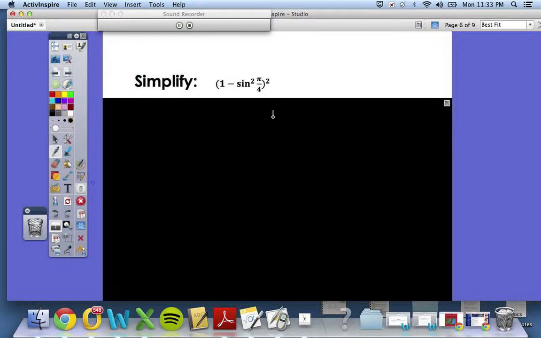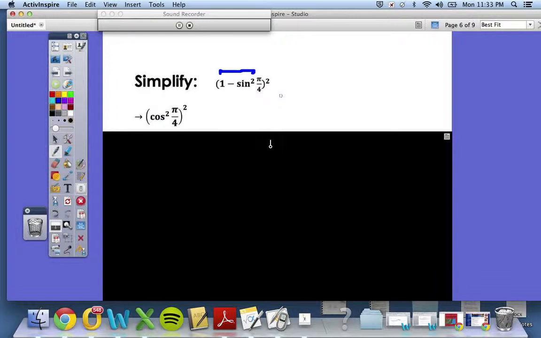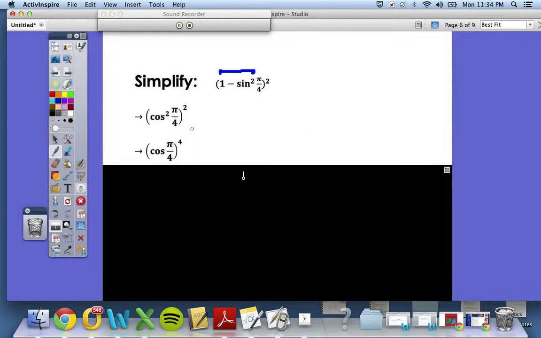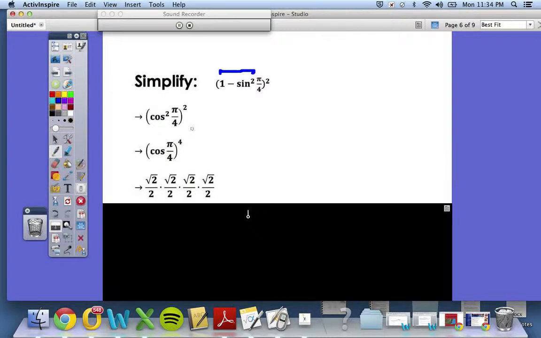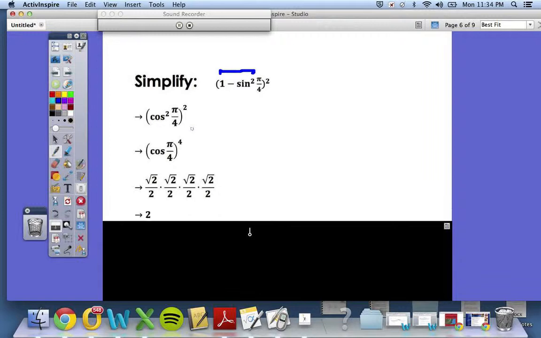We're going to simplify 1 minus sine squared of pi over 4, all squared. So first thing is we'll notice that 1 minus sine squared of an angle is equal to cosine squared of the angle, for the same reason that sine squared plus cosine squared of any angle is equal to 1. So I'll substitute cosine squared of pi over 4. That leaves me with cosine squared of pi over 4, squared. Well, cosine squared squared is cosine to the 4th power. So I have cosine of pi over 4 all raised to the 4th power. Since we know that cosine of pi over 4 is root 2 over 2, this is nothing more than 4 copies of root 2 over 2 multiplied together, which makes 2.